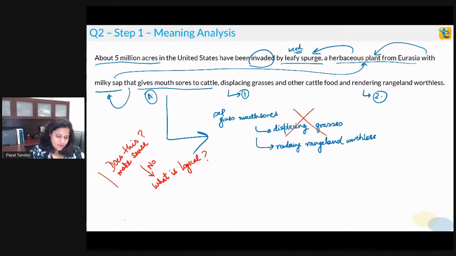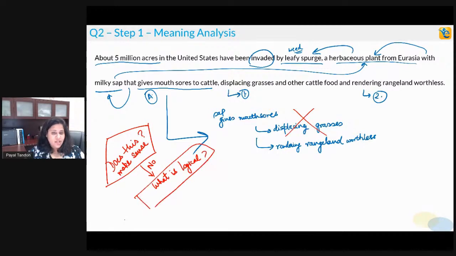So this is really your decision box here. Does this make sense? First, you understand what the author is saying. Then you ask, does this make sense? If it doesn't make sense, what is actually logical? Now let's talk about what is indeed logical.